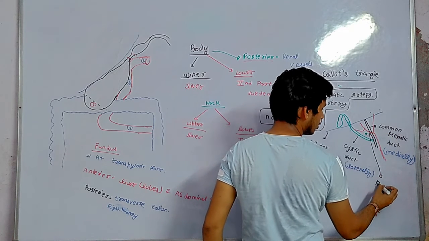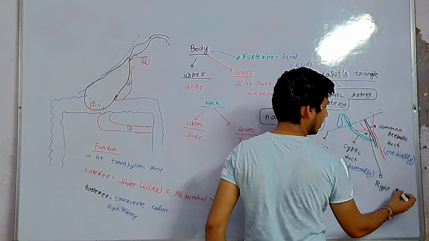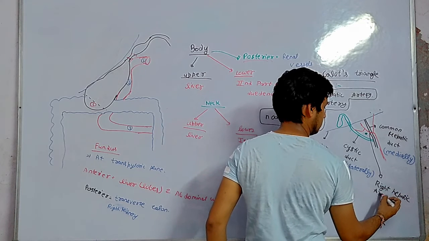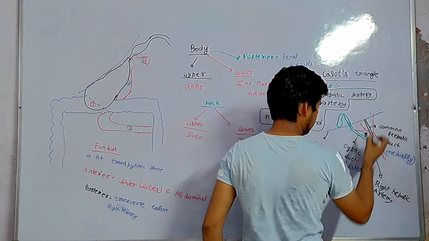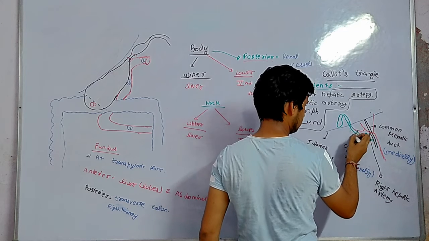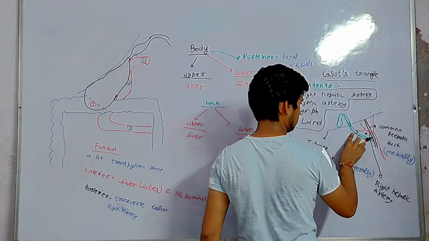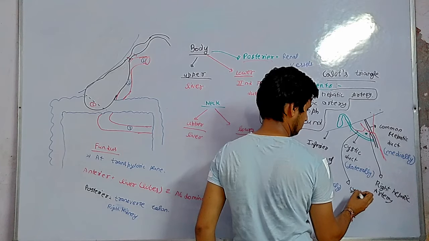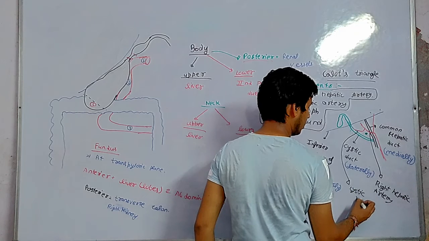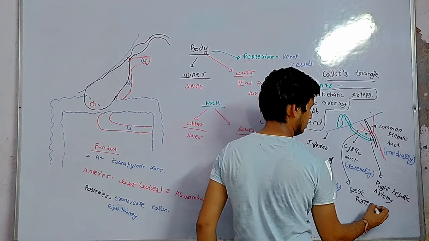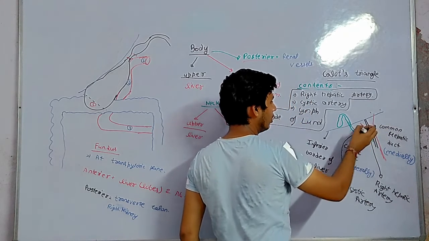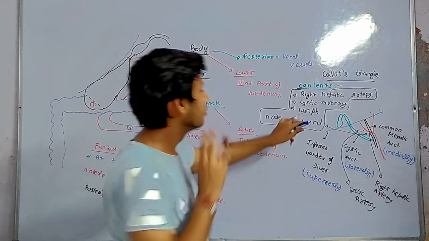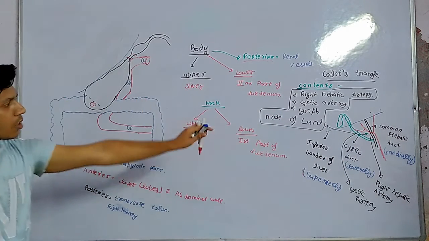This is the right branch, the right hepatic artery. This is the cystic artery. And another is the lymph node of Lund. These are the three contents of the Kellogg's triangle.